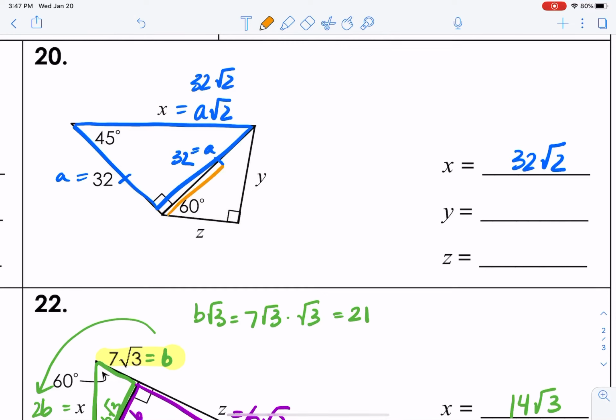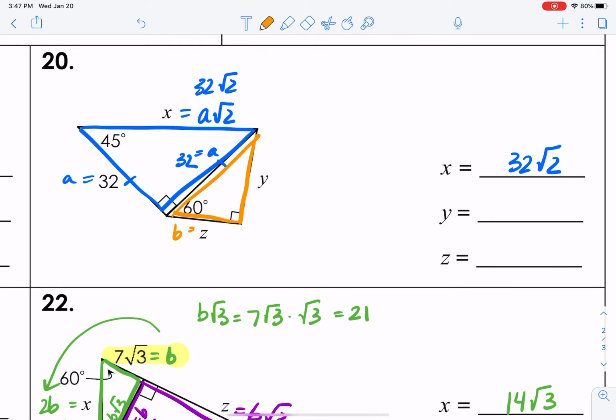Then we solve the small 30, 60 triangle, where this is b, this is b square root of 3, and this is 2b. So now I know that 2b has to be equal to 32. 2b equals 32, b is 16. That means z is 16, and y is 16 square root of 3.